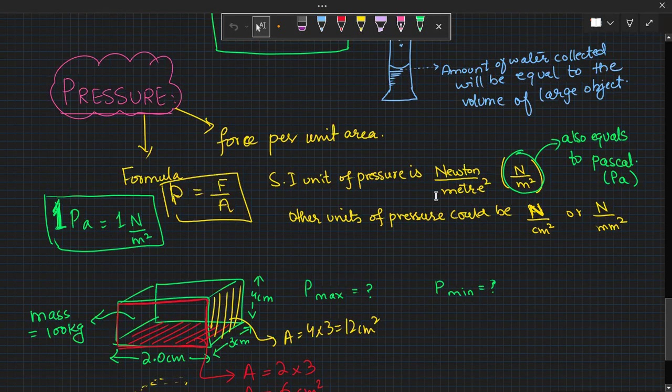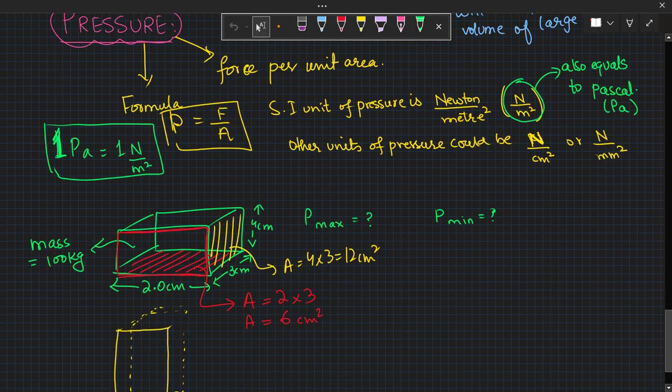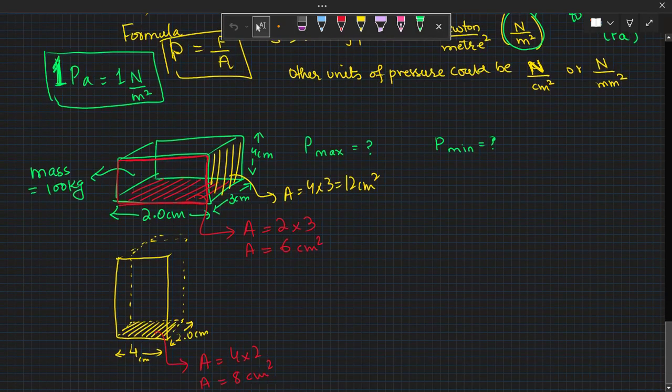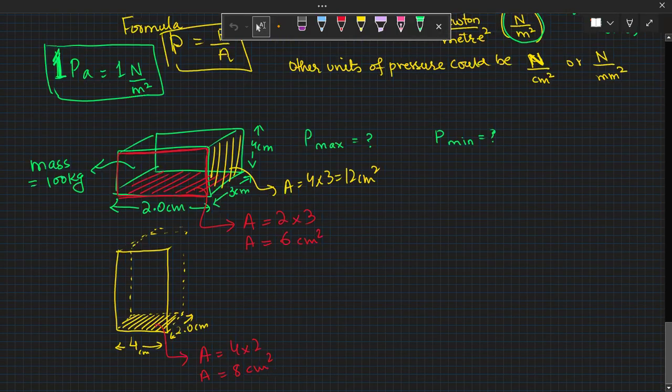Then we started off with pressure. Pressure is force per unit area. When you apply force to any object, that force causes pressure. If the force is greater, there will be greater pressure, keeping the area the same. And if there's less force, the pressure will also be less. Second thing, if you make the area in contact broader, what will happen? The pressure decreases. How does this happen?